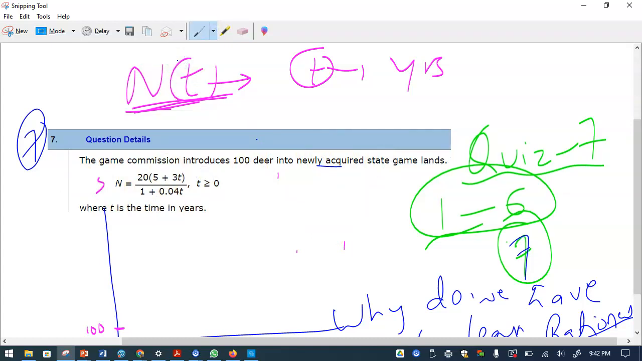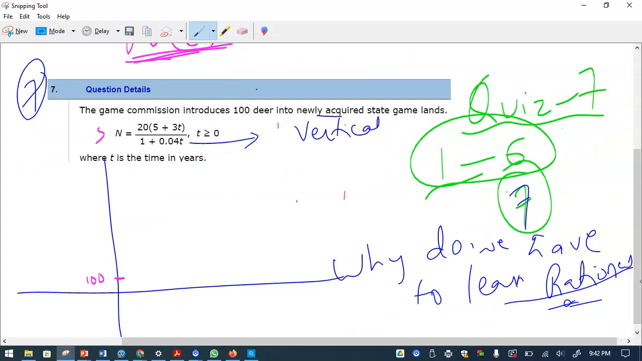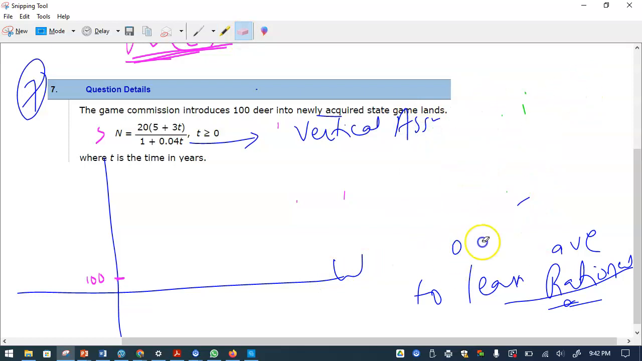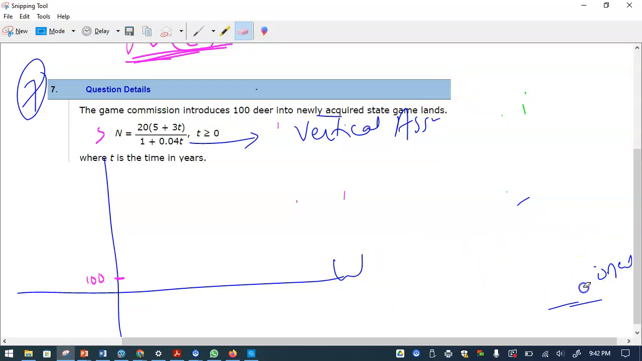What we have to know here is the vertical asymptote. You need to know the graph of this, right? The question is how the graph looks. So let's clean this off. The first step is the vertical asymptote, next is the horizontal asymptote, and the next is the x-intercept and the y-intercept.